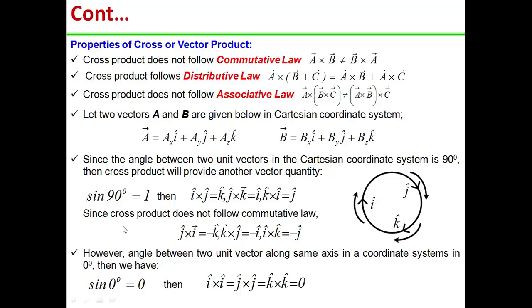However, the angle between two unit vectors along the same axis in a coordinate system is 0 degrees. Then sine 0 degrees will be 0. Then i cross i, j cross j, and k cross k will be equal to 0.